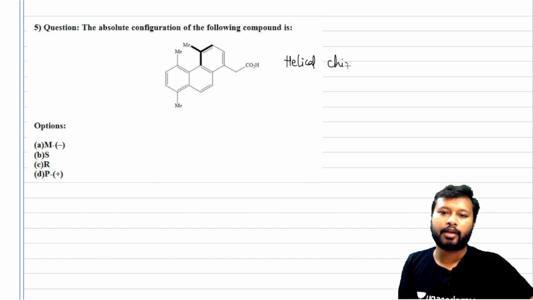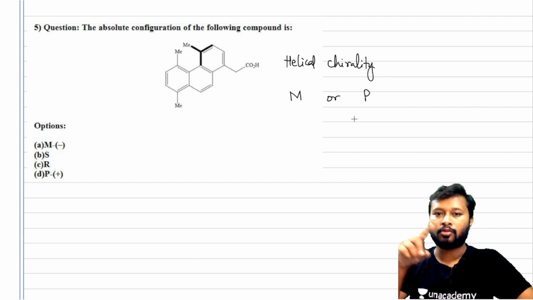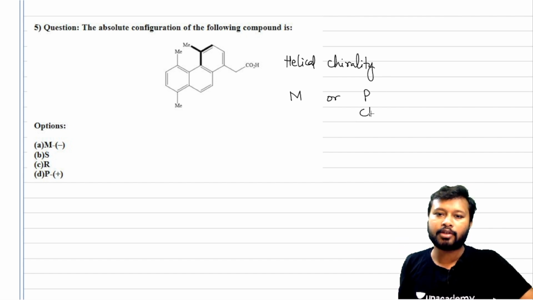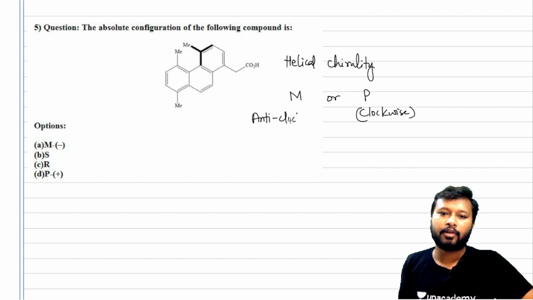Now if the compound has helical chirality, the naming of that compound is done as either M or P. P is used if the rotation is clockwise, and for anti-clockwise rotation we have M nomenclature.